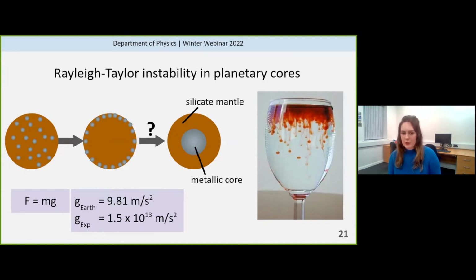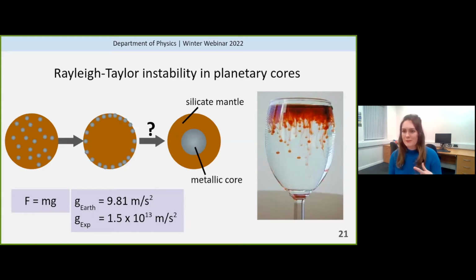So under this acceleration, our sample is experiencing an artificially high gravity, because gravity is essentially an acceleration force that accelerates us down. So we force it to undergo this fake gravity, which would be similar to the kind of gravity you'd experience inside the planetary core. This has been done in an experiment, and they've been able to achieve experimental gravities of the order of 10 to the 13.